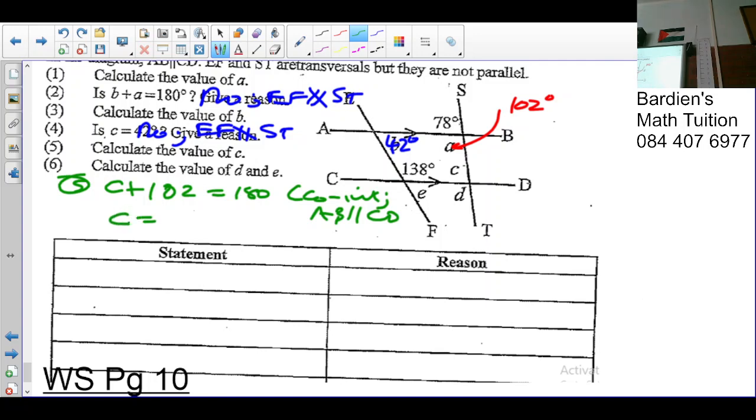So we go C is equal to 180 minus 102, which is 78 degrees. So that is 78.